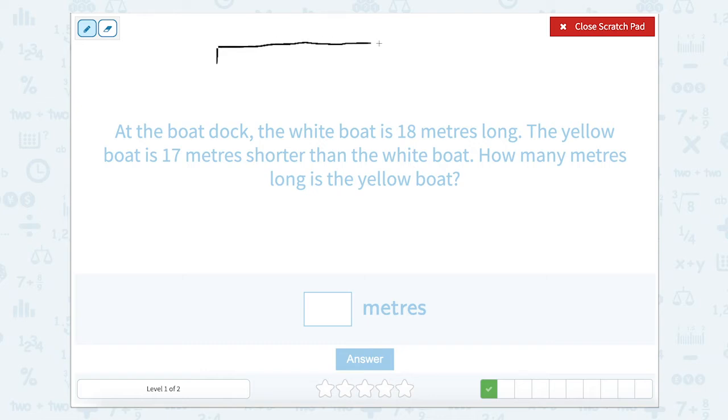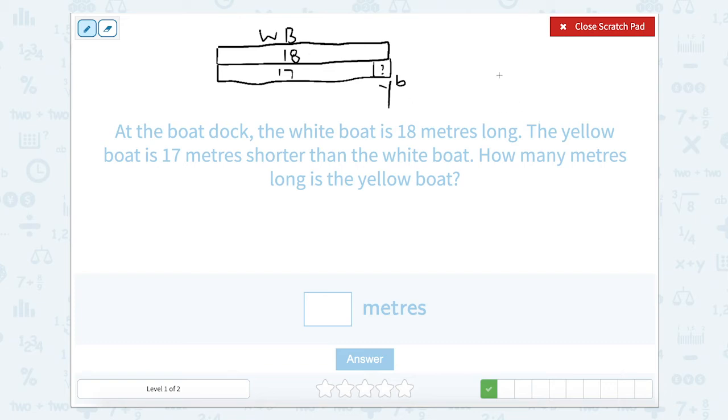So the white boat is 18 meters long. I'm going to write a W here for the white, WB for white boat, and the white boat is 18 meters long. Well, it says that the yellow boat is 17 meters shorter. So this is going to be the 17 meters, which means that this piece right here is going to be how long the yellow boat, the YB, is.